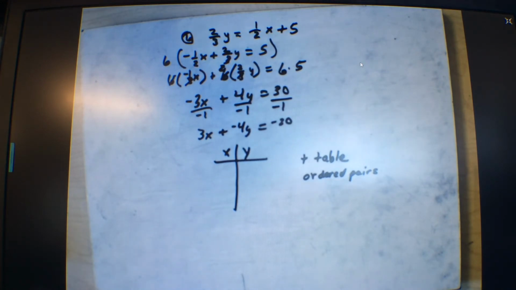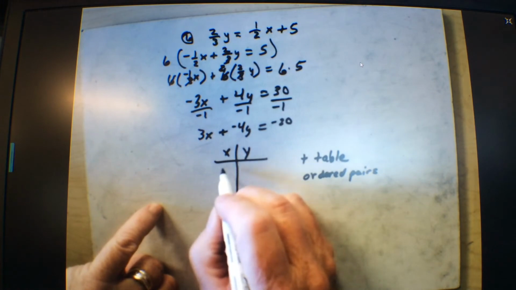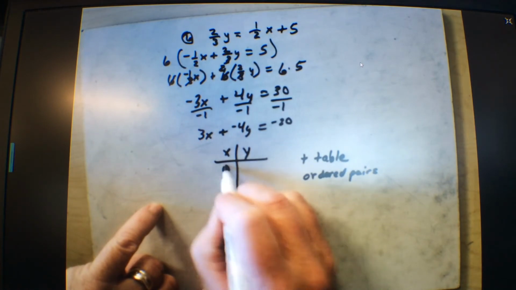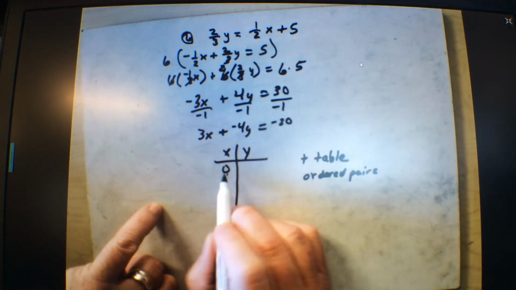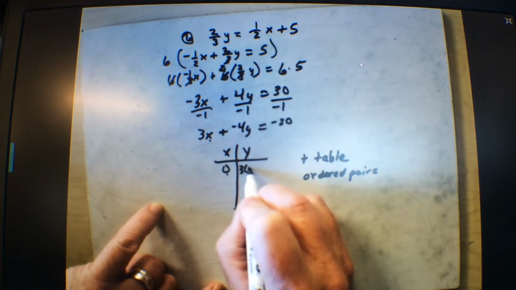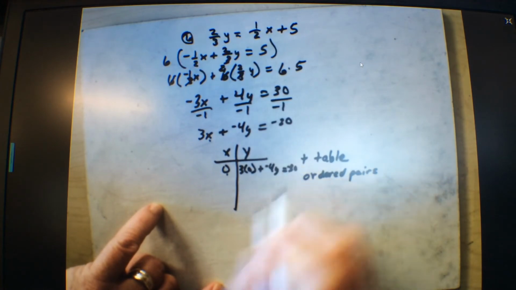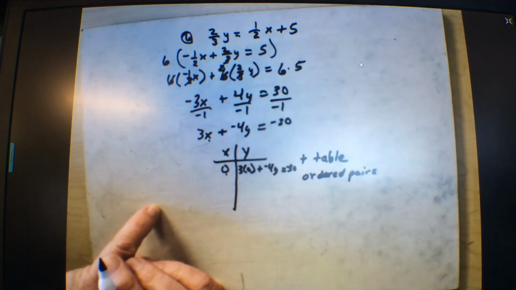Okay. So I'm going to create some ordered pairs. You want to know what the easiest ordered pair to create in the world is? 0. If I put 0 in for x, I put it in the t-table right there. So what happens is I have 3 times 0 plus a negative 4y equals a negative 30. I'm going to run it into my t-table. Does everybody see that? I actually put 0 into the equation.